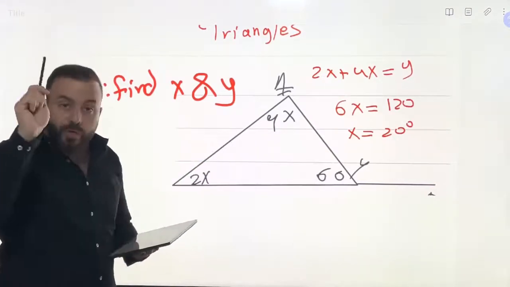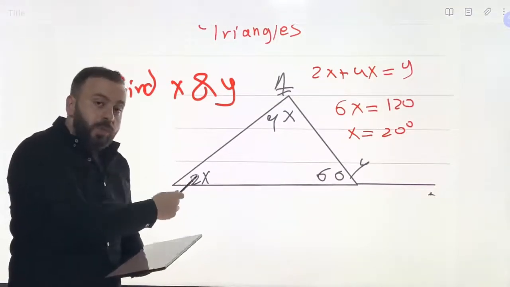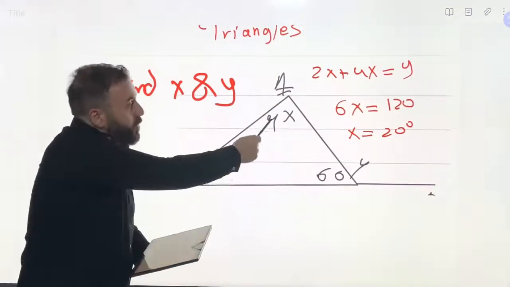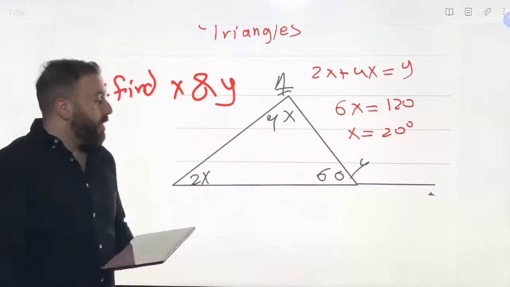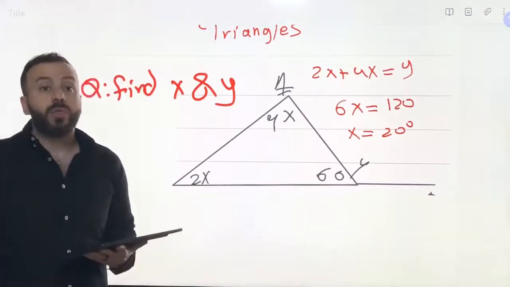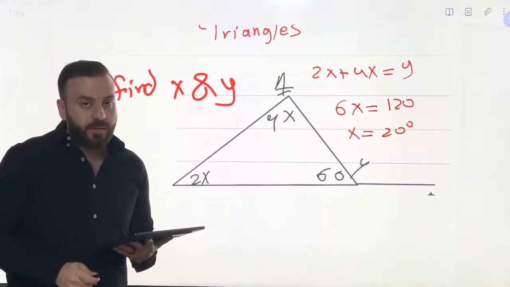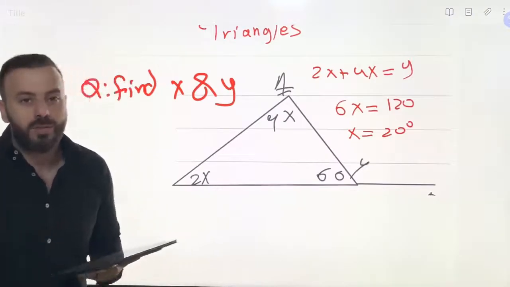So what's the value of x? It's 20. If I want to find the measure of the angles, this one is going to be 2 times 20, which is equal to 40. And for this one, 4 times 20, which is equal to 80. So 40 and 80 make 120, plus 60, the total sum of the triangle's angles, is equal to what? 180. Thank you. See you in the next question.